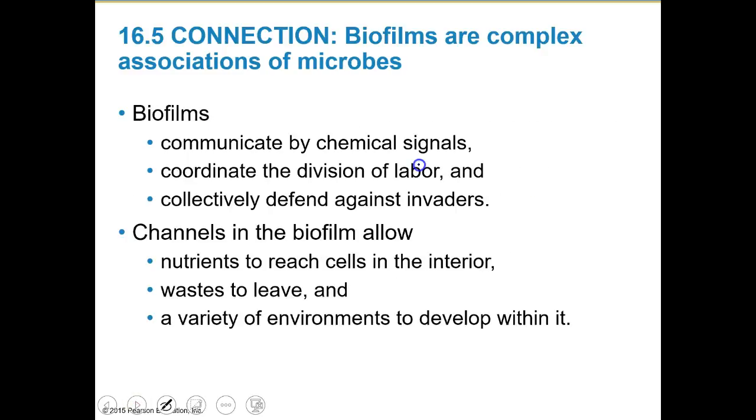Biofilms communicate by chemical signals, they coordinate all kinds of things, and they collectively defend against invaders. It's a really nice community where everybody's communicating well, getting along, and helping out. It's inspirational. Channels in biofilms allow nutrients to reach the interior, waste to leave, and a variety of environments to develop within it.